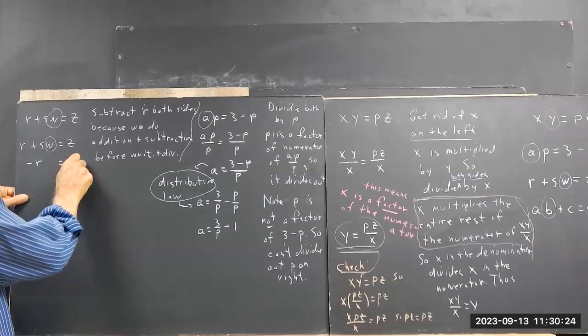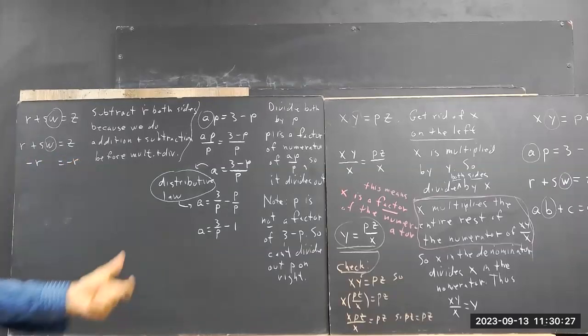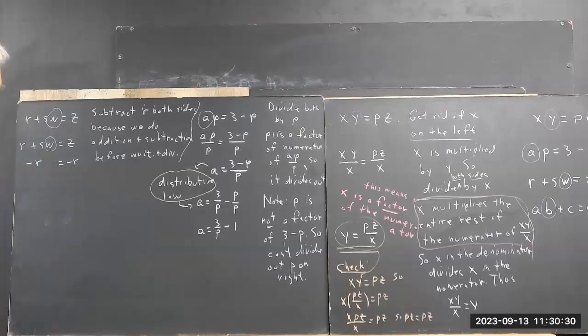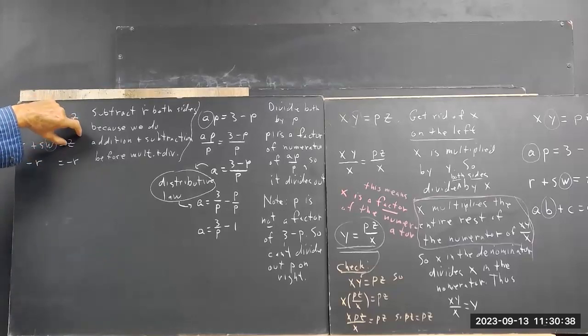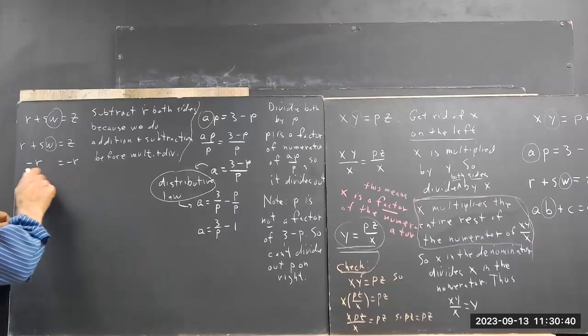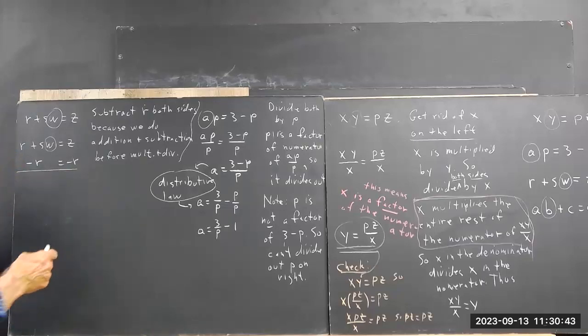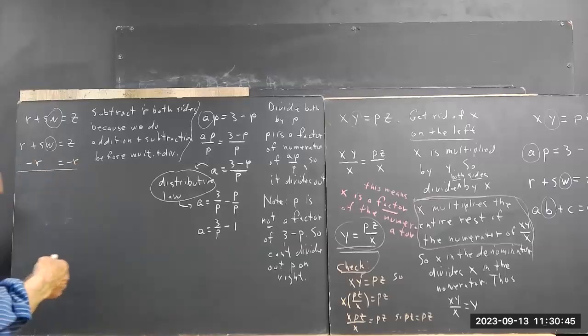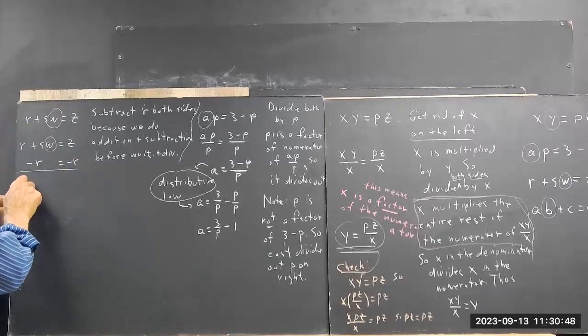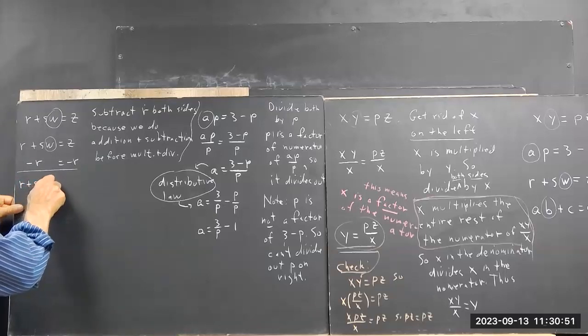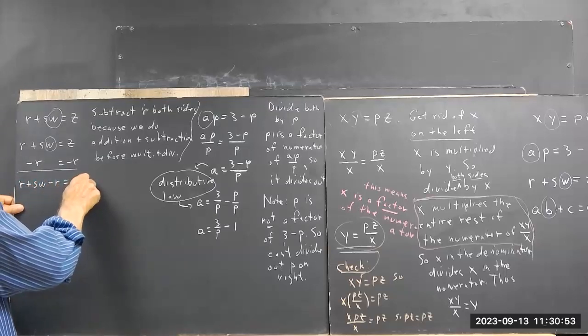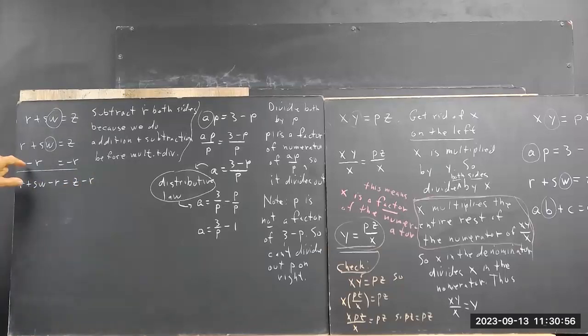Minus R equals minus R. That's interconvertible. So this side equals this side equals this side. If I add this and this, I get the same thing as if I add this and this. So what I do is, I'm going to write this out. This is the step I want to see. I don't want to see anything disappearing. I don't want to see any calculation done. I want to see R plus SW minus R equals Z minus R. We just tack on a minus R on both sides. This is the way it ends up.